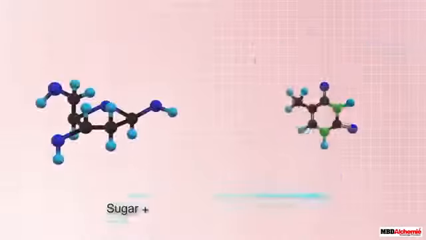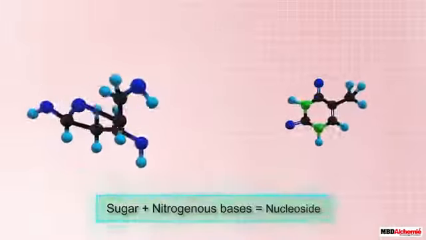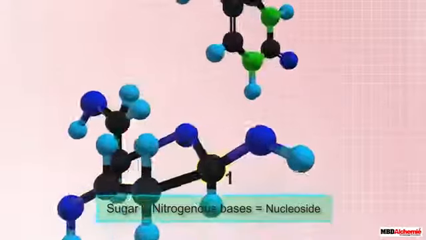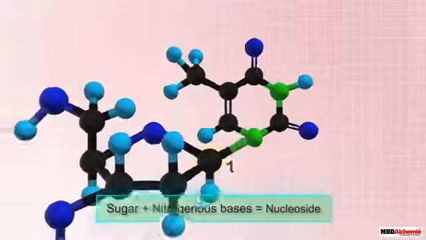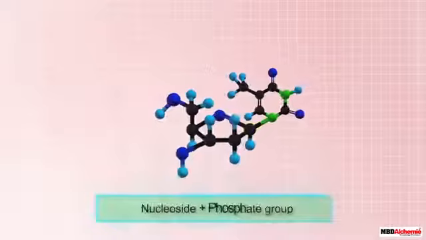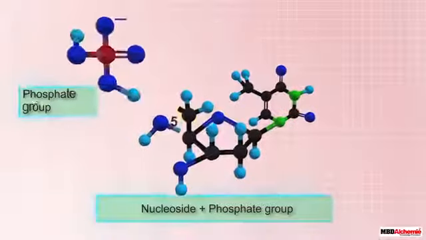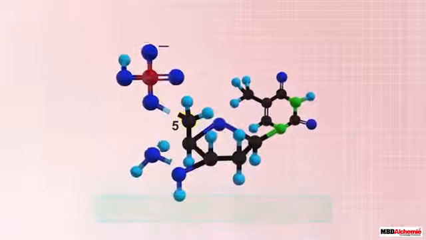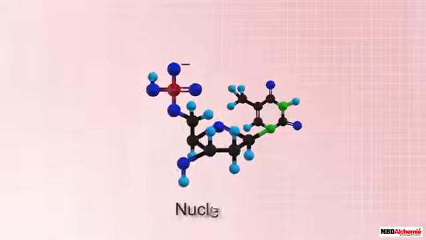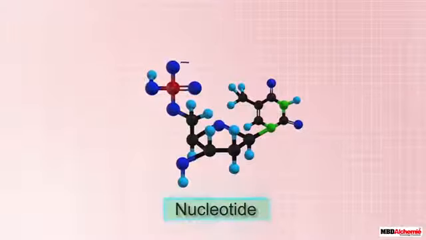When any of these nitrogenous bases attaches to the first carbon of the sugar, a nucleoside is formed. To a nucleoside, a phosphate group adds to the 5th carbon of the sugar to form a nucleotide. This way, the 3 components of a nucleotide are united.